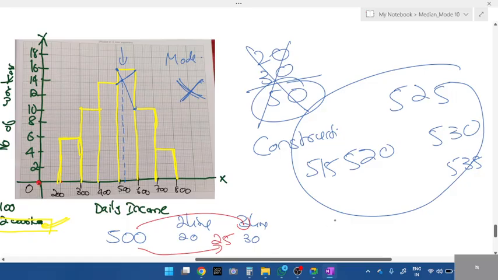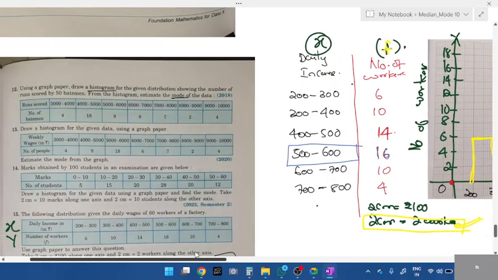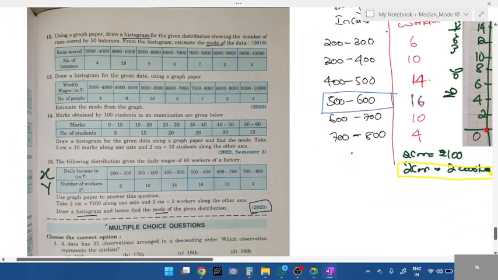Those who don't understand the concept, if you write an irrelevant answer, if you write 400, 600, definitely they'll give you 0. Plus minus 10, 20, that is fine, acceptable. You'll get full marks. All of you understood what is histogram and mode?